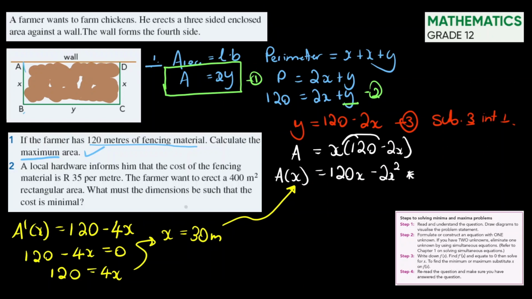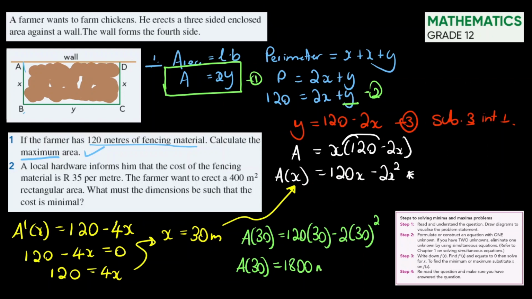So let's go ahead and substitute that according to step 3. Substitute it into the original equation. A of 30 will be 120 times 30 minus 2 times 30 squared, which means our maximum area when x is 30, and just quickly we can use a calculator to know what you get when you calculate that. Then you get 1800 square meters, because it's area, it's always square meters.